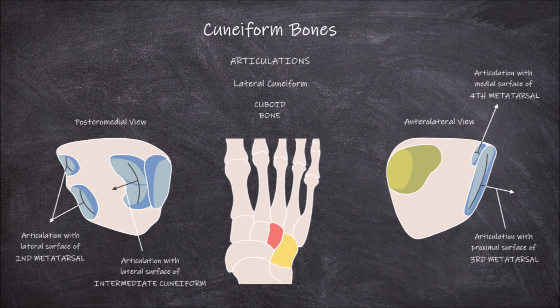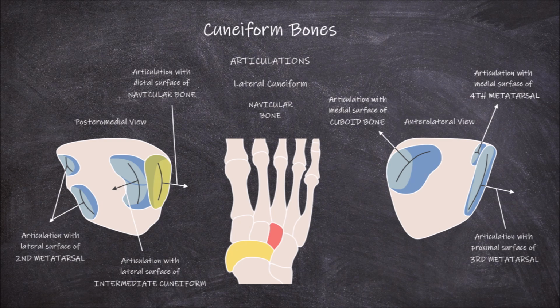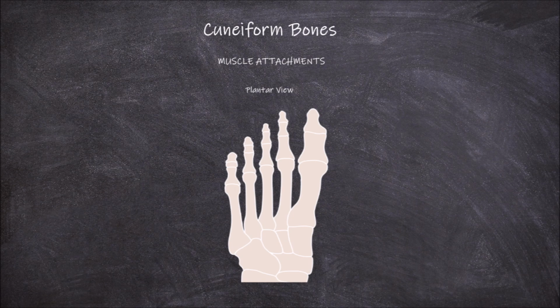A facet on the lateral surface of this bone articulates with a facet on the medial surface of the cuboid bone. The sixth and final articulation is with the navicular bone. A facet on the posterior surface of this bone articulates with the lateral facet on the distal surface of the navicular bone. What about the muscles that attach to these bones?